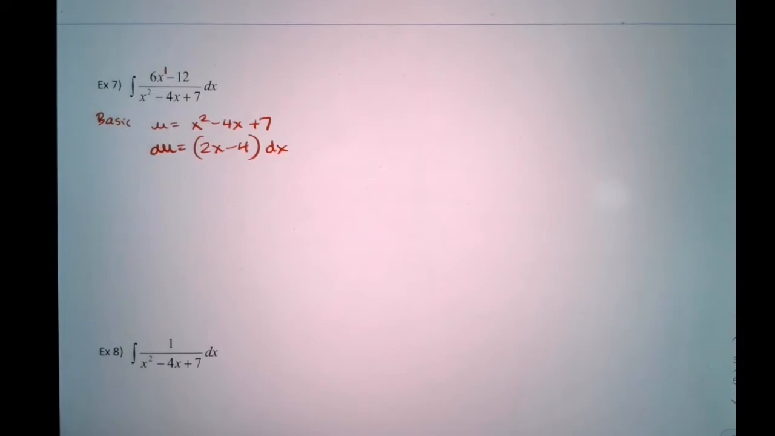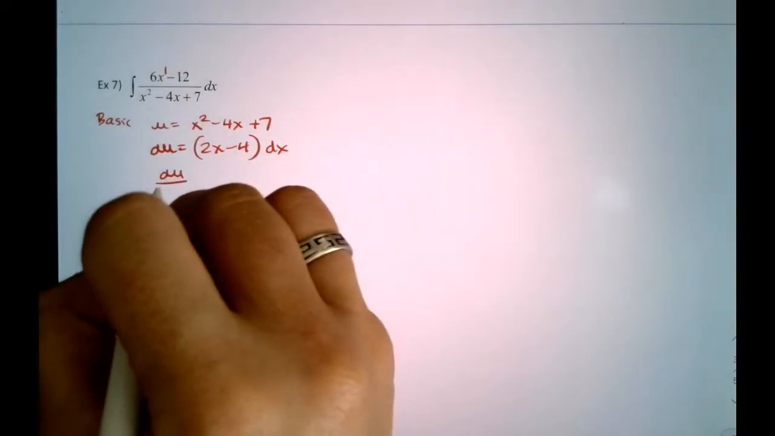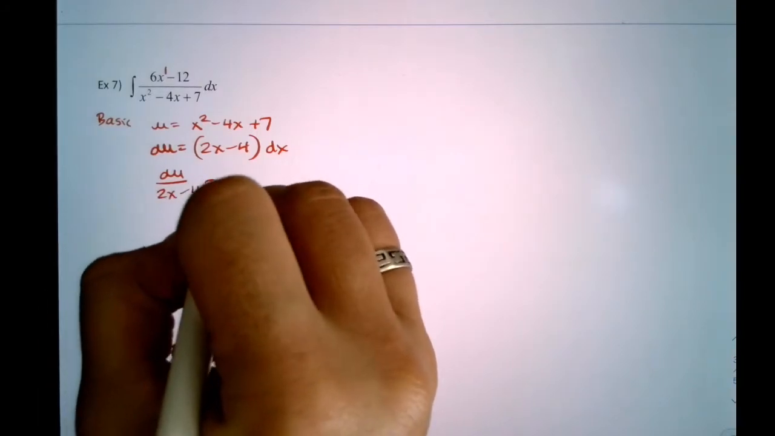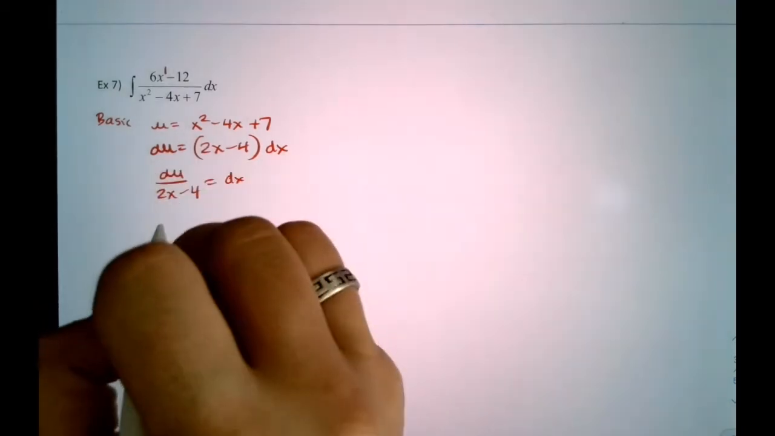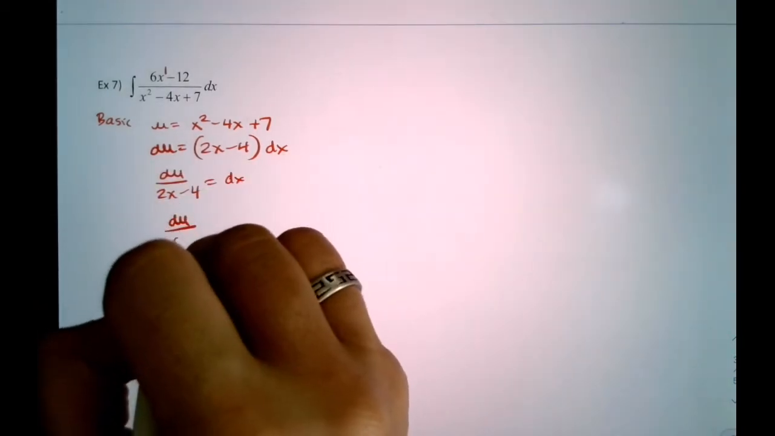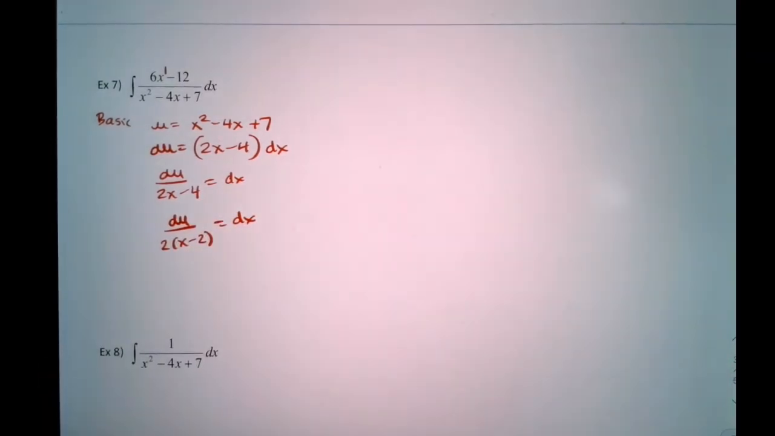Once I set the u, I always do the follow through. And then I'm actually going to solve this for dx equals, which means du divided by 2x minus 4 is dx. Okay. Maybe I'll even clean that up. What is that? That's really, I could take out the GCF of 2. I don't know, just kind of cute. I'm recognizing that. I'm going to do that.